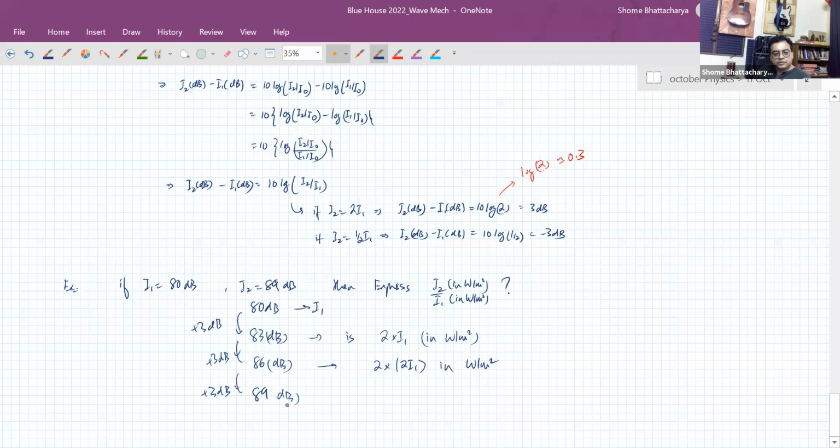And then again I'm doing plus 3. Again I'm doubling. So every time I double the intensity in watts per meter square becomes 2 times. So plus 3 dB is equivalent to 2. It is 8 times I1.